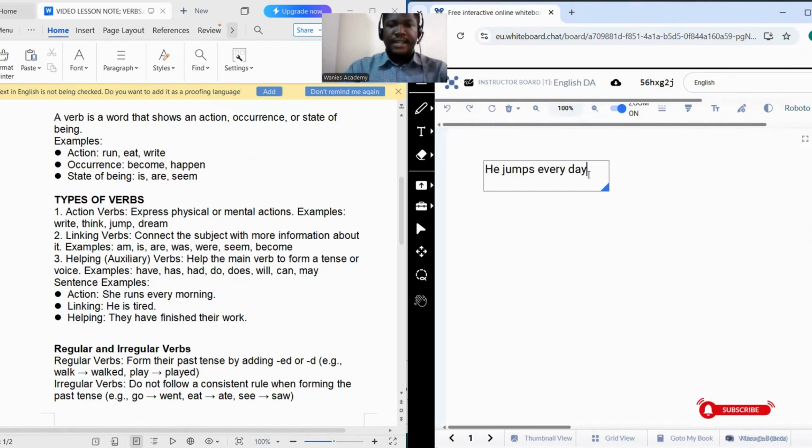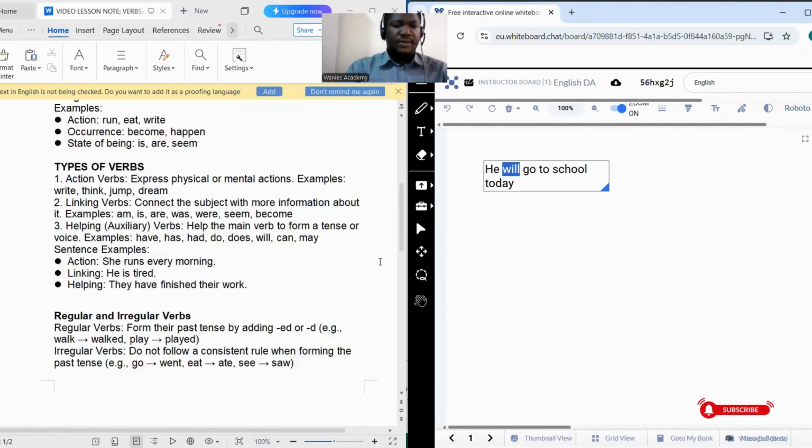Now, linking verb. He is tired. He will go to school today. Now, in this sentence, we have will. Will functions as a linking verb, helping to join he, which is the subject, with the rest of the actions going on in the sentence. Now, helping verbs, they have finished their work.